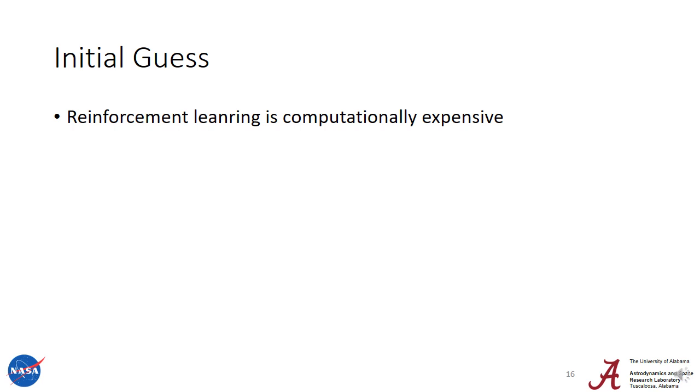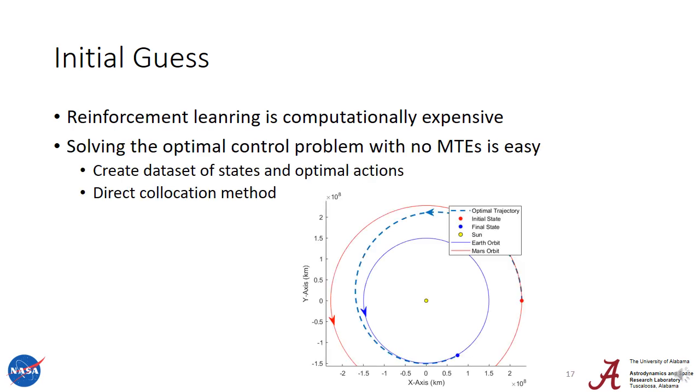Now, earlier we discussed how reinforcement learning is very computationally intensive. But solving the corresponding deterministic optimal control problem is relatively easy. And in fact, if we wanted to go for a 1.1 year time of flight trajectory from Mars to Earth, you can see the solution in the bottom right-hand corner, starting at Mars and arriving at Earth. This was solved using a direct collocation method.